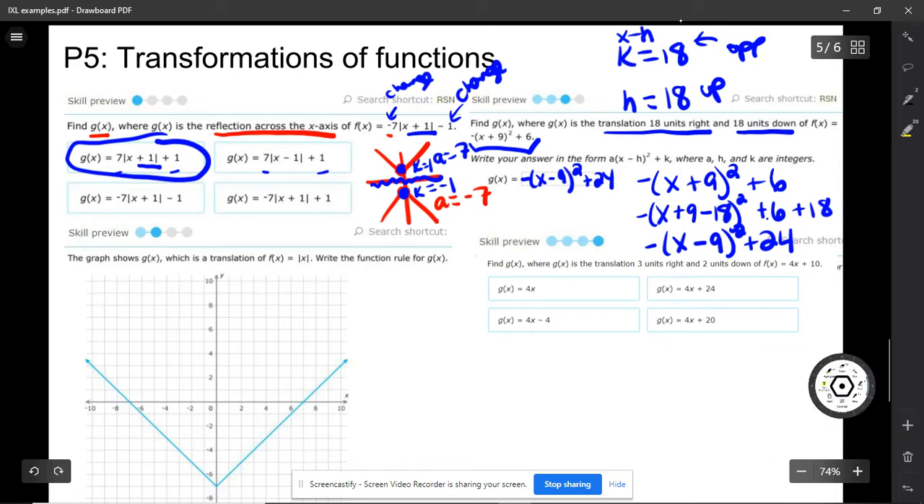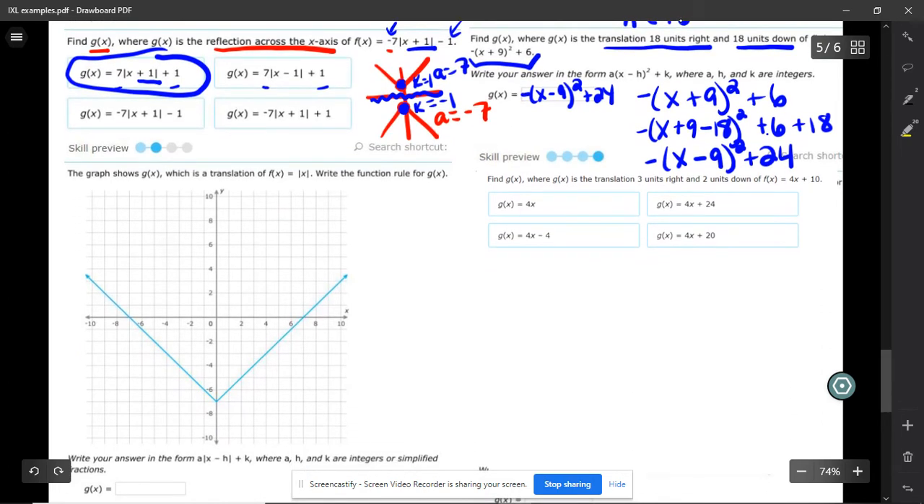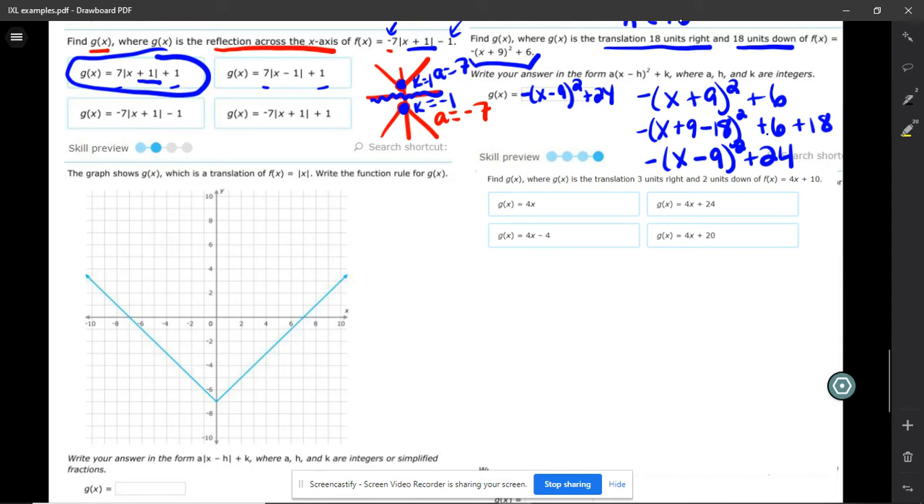All right. If we look at the next two, this one here is a graph. So I'm going to move down a little bit. We are writing our function that we see. It says the graph shows g of x. Which translations of the parent function of f of x equals absolute value of x write your function?